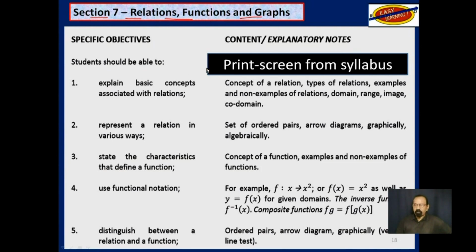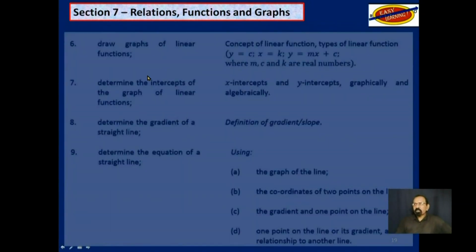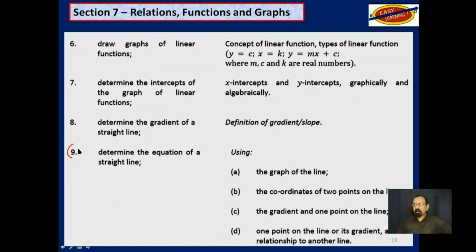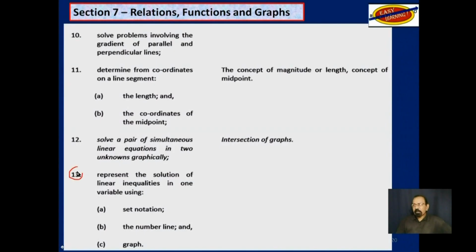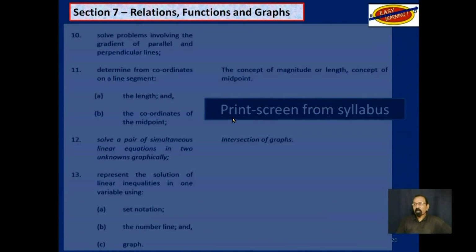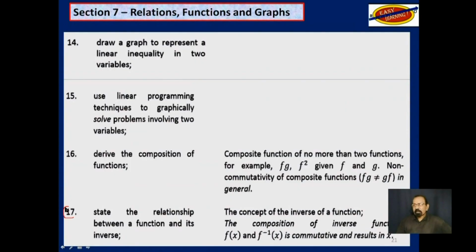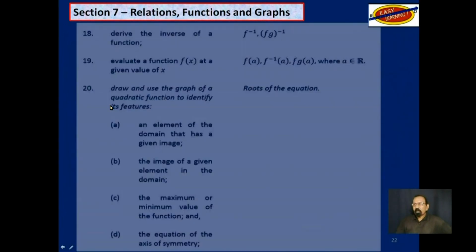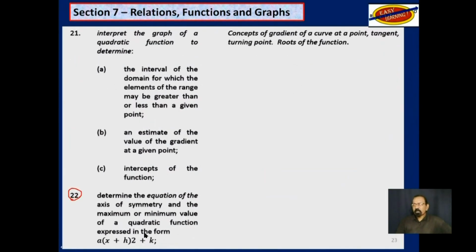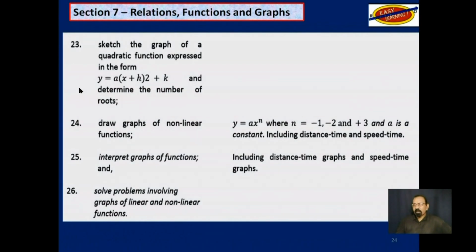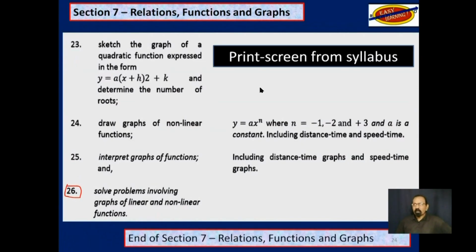So, section 7, relations, functions, and graphs. This is a print screen from the first page up to objective 5. And just for you to get an overview, this is up to objective 9, again, print screen. Up to objective 13, that is a print screen. Up to objective 17, up to objective 20, up to objective 22, and finally up to objective 26. That's a print screen. This section, as I previously pointed out, has 26 objectives.